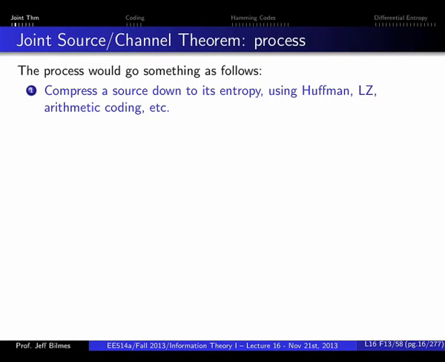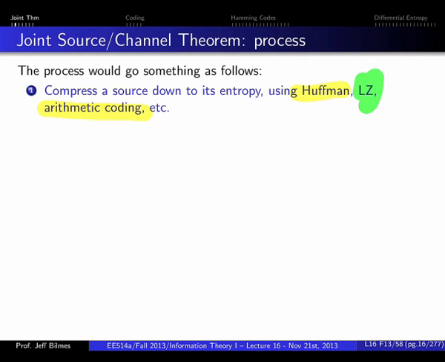So here's the actual process. We compress the source down to its entropy using Huffman, or whatever method, Lempel-Ziv, which we're going to talk about, or arithmetic coding. Huffman and arithmetic are the ones we talked about this quarter. We're going to talk about Lempel-Ziv next quarter, which is a really important one. That's a universal source code that, strangely enough, is an algorithmic compression scheme using pointers and string matching that you can magically show compresses down to the entropy rate. It's an amazing proof, which I strongly encourage you to visit. Maybe.